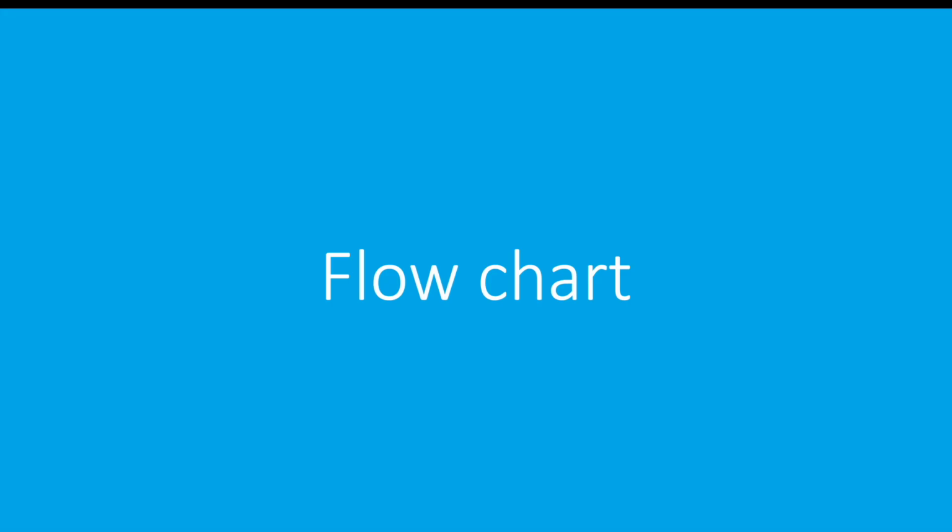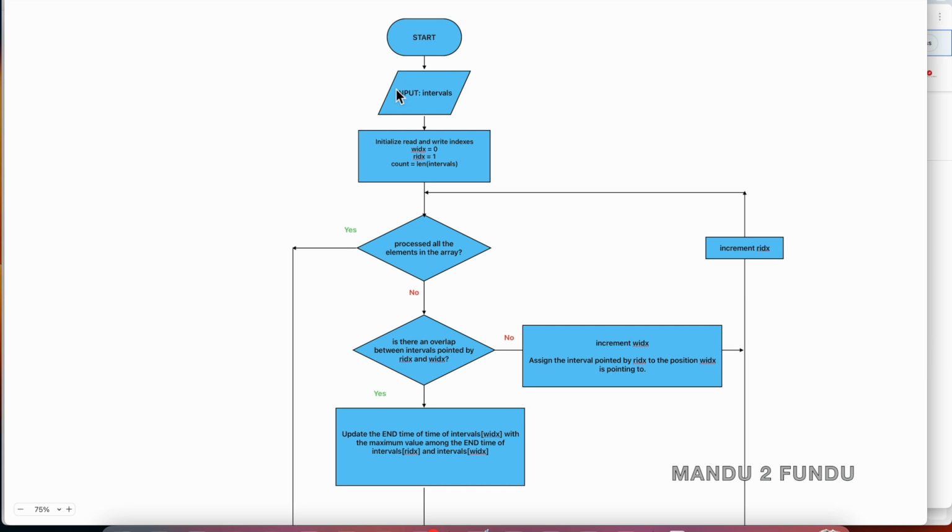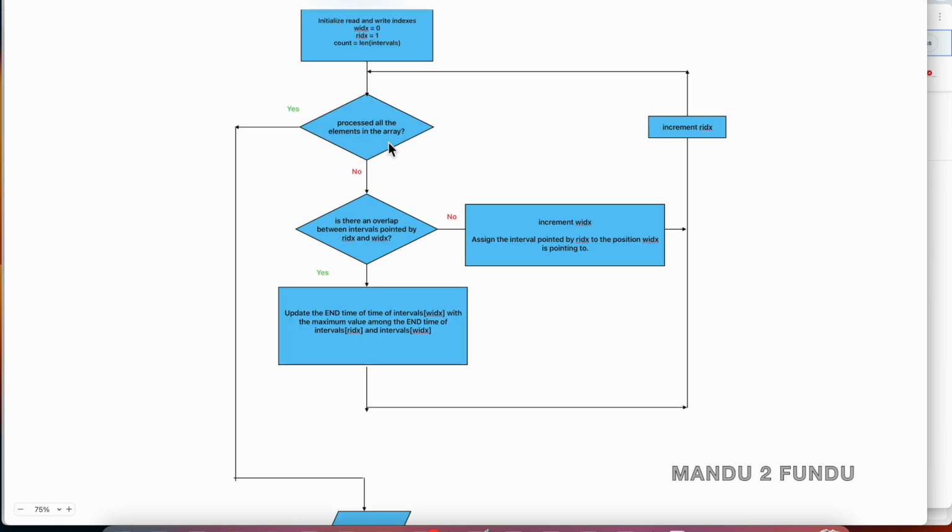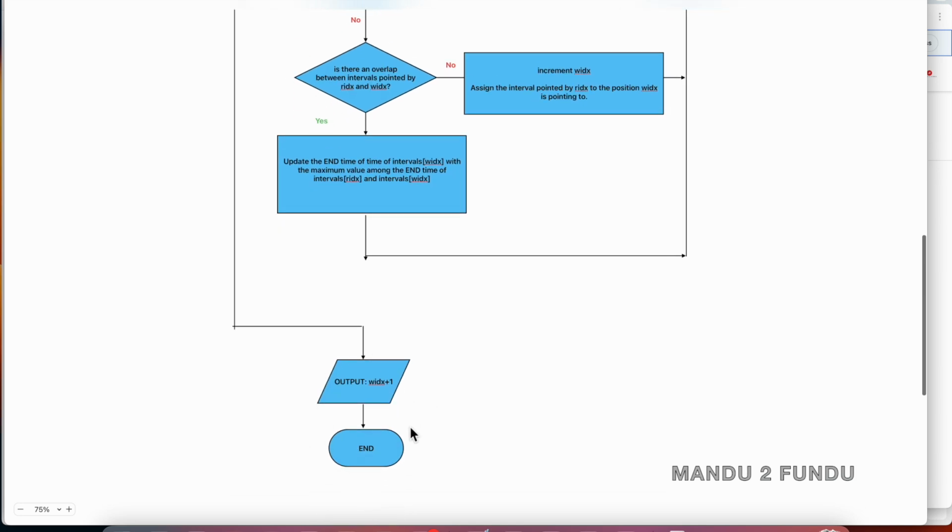Let's look at the flowchart. The input for this procedure is the intervals array, which contains an entry with the start and end time of that interval. First we initialize the read and write indexes. The write index is initialized with 0 and the read index is initialized with 1, and we initialize the count with the number of elements in that input array. Then we check whether we processed all the elements in the array. If yes, we simply return the write idx plus 1.